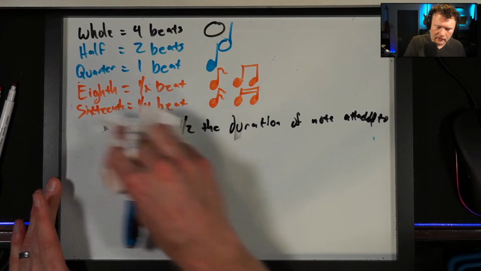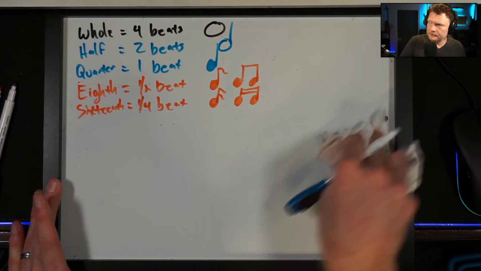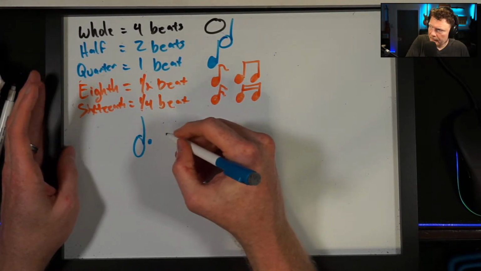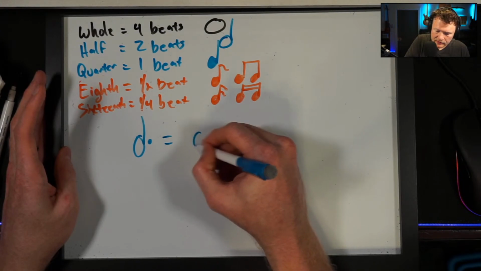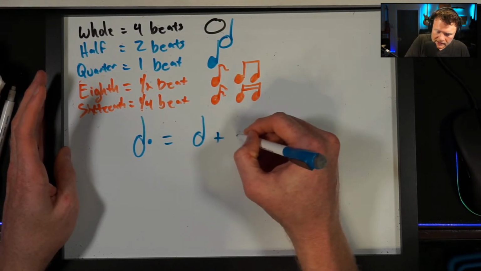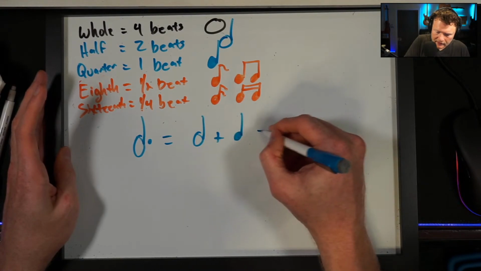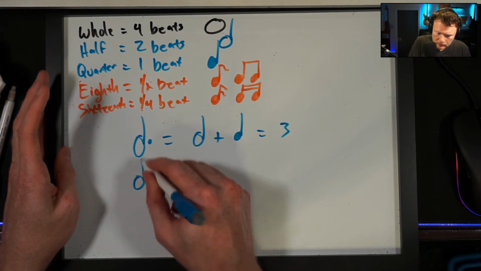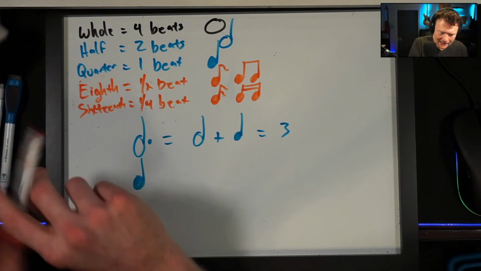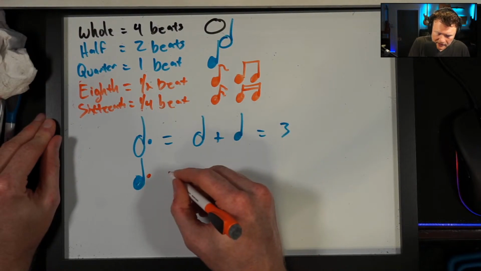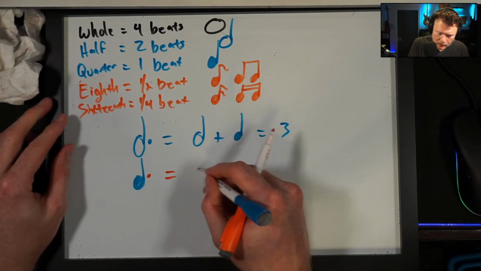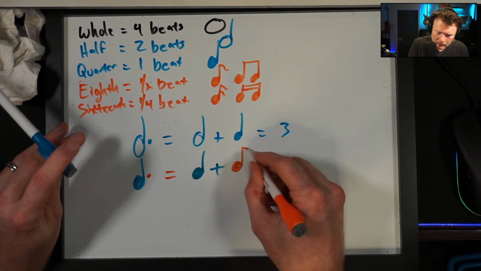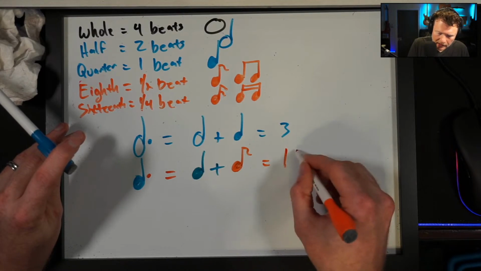So let me give you the most common examples of this. Usually you're going to see dotted half notes. Basically it is a half note plus half of the value of that, which equals 3. Then we have our quarter note with a dot on it, which is equal to a quarter note plus an 8th note, equals 1.5.